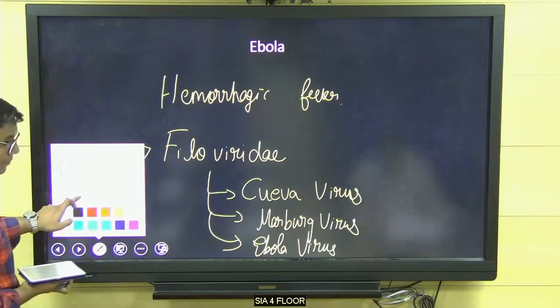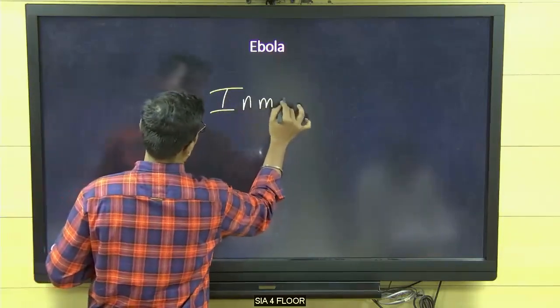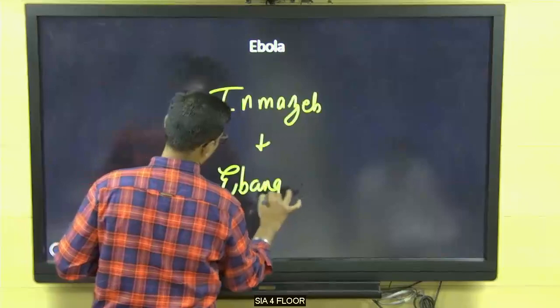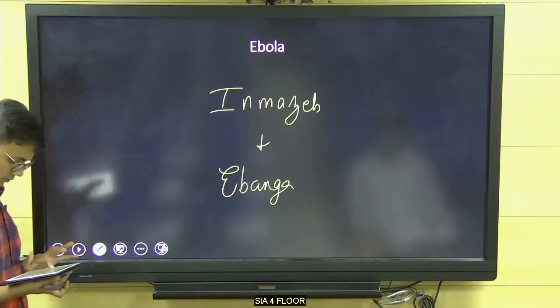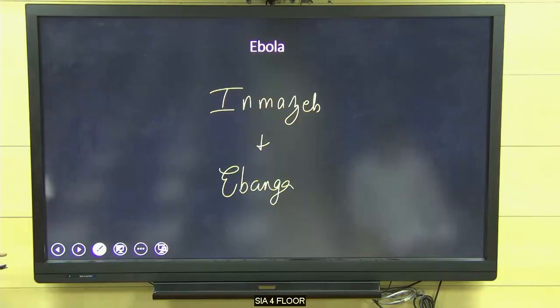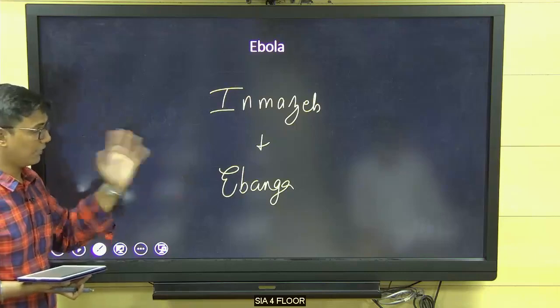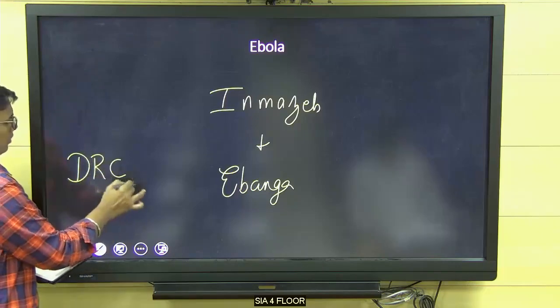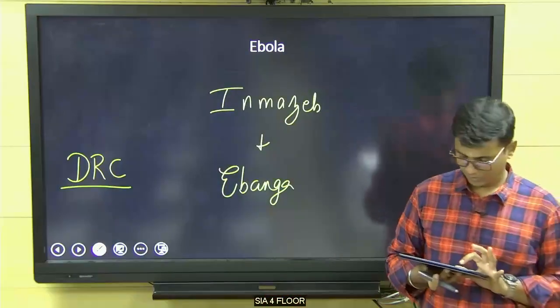And recently, two important drugs, Inmazeb and Ebanga. If you come across these terms, understand these are related to Ebola. Both were found to be effective monoclonal antibody drugs against Ebola in the Democratic Republic of Congo. This country was recently affected by Ebola, and they have recovered from it in recent times.